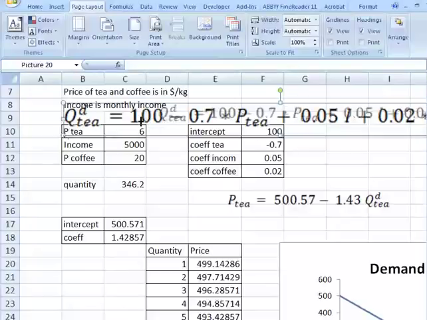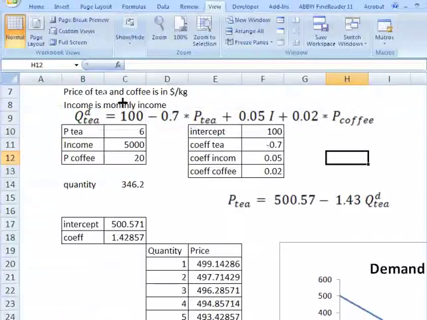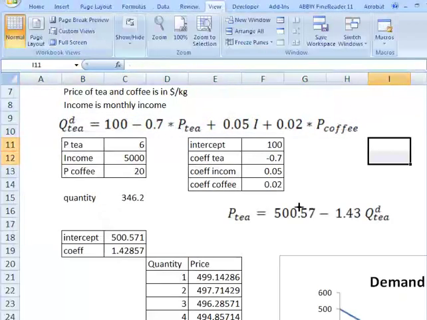What we have here is the quantity demanded of tea. In this representation, the 100 is our intercept, the coefficient of the price of tea is 0.7, the coefficient of income is 0.05, and the coefficient of coffee price is 0.02, right? With this data, we need to compute the quantity demanded.